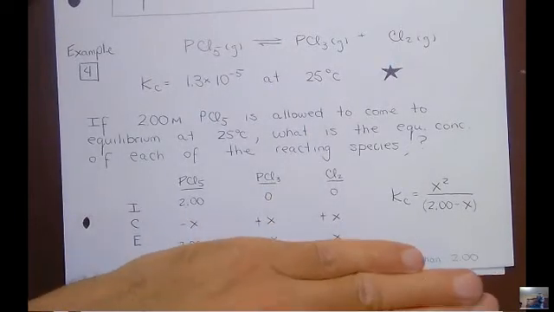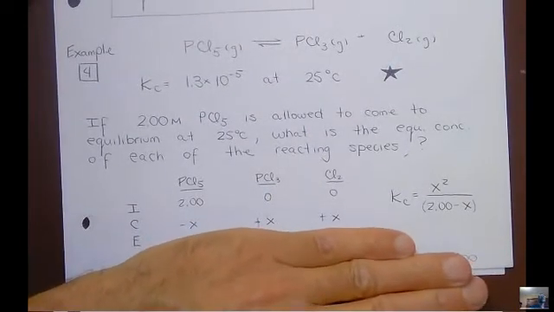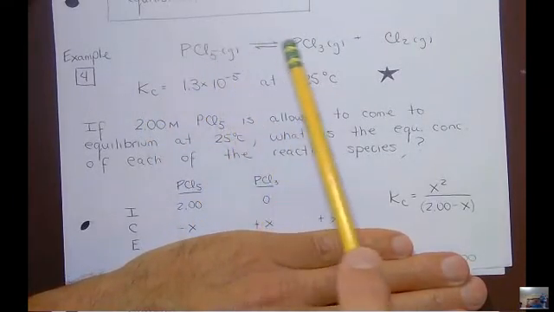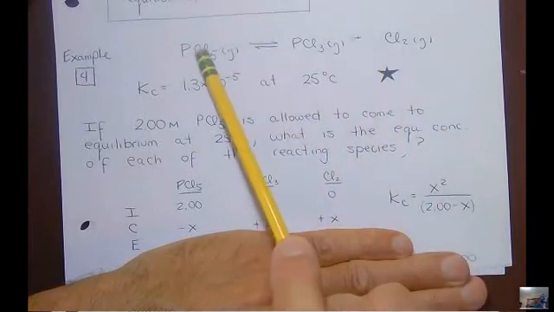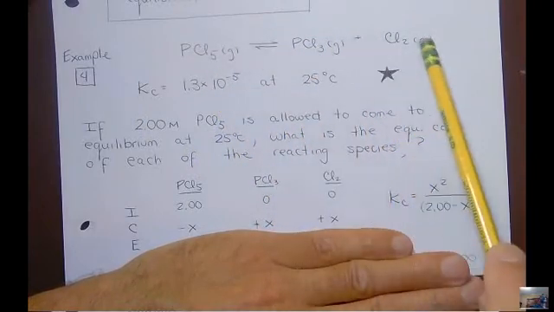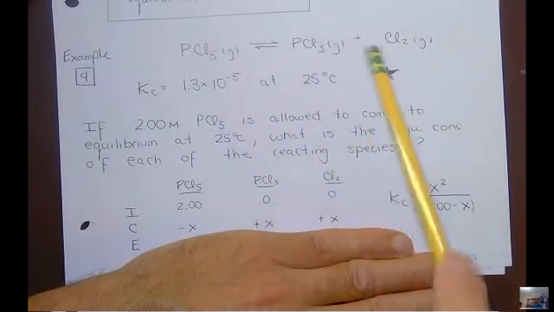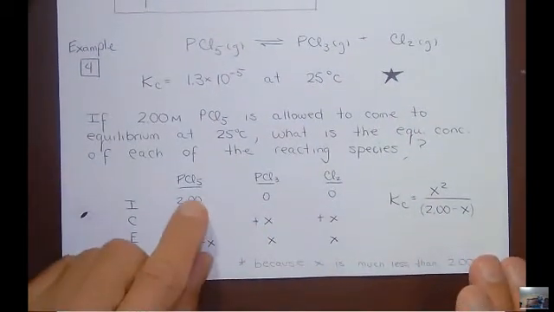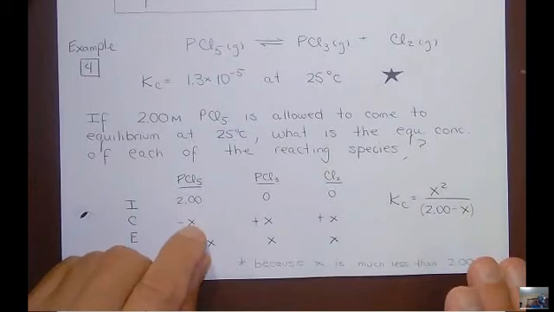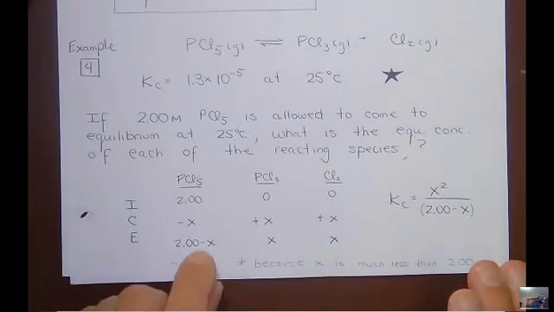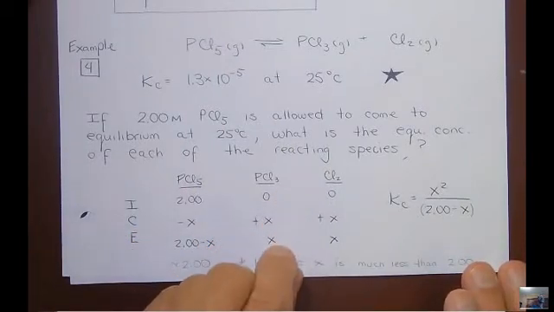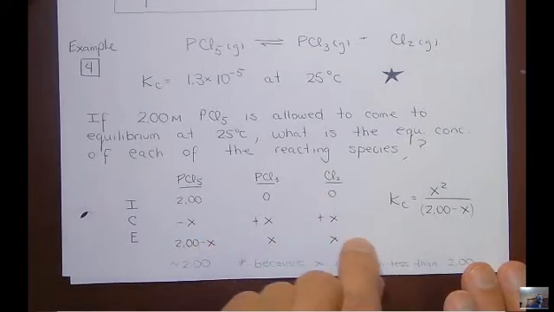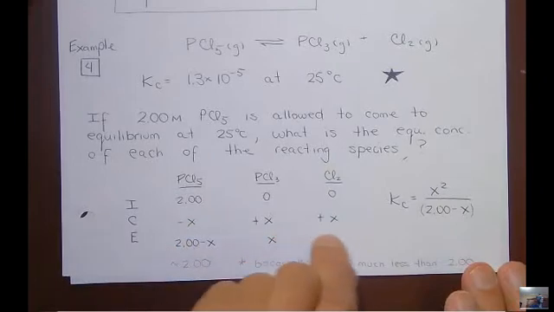What did I tell you about that middle row? That middle row will always be stoichiometrically equivalent to what's up here. 1 to 1 to 1. In our last example, it was like 1 to 2 to 1 or something. Okay? Good. So if I have 2, and this goes down by x, it's 2 minus x. This is 0 plus x is x. This is 0 plus x is x. So here, these are the equilibrium concentrations.